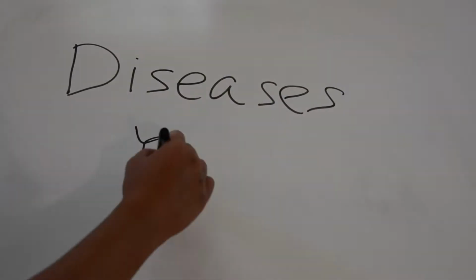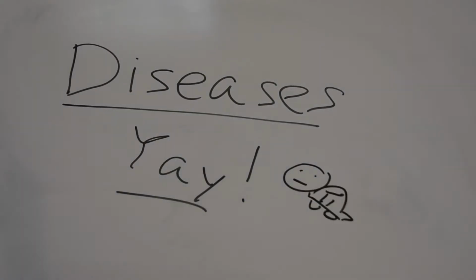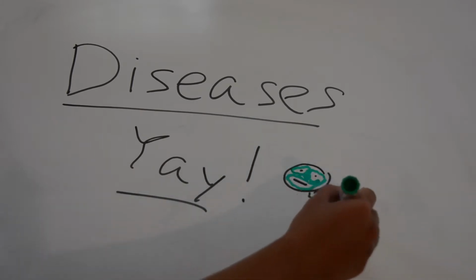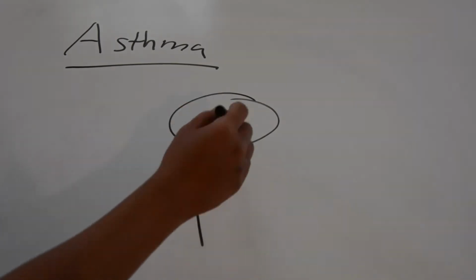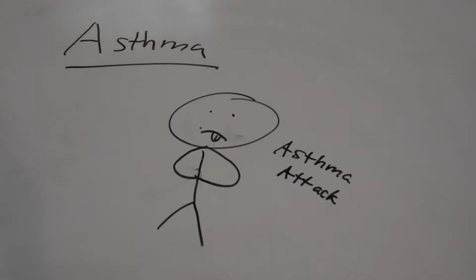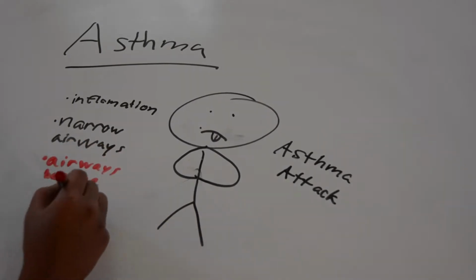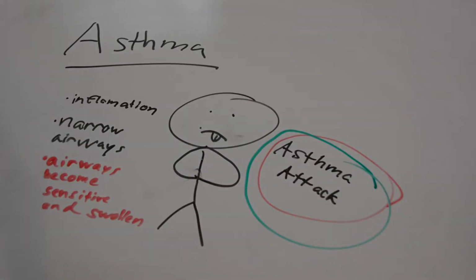Now for the fun part, diseases. There are many diseases that occur in the respiratory system, the most common of which include asthma, bronchitis, and pneumonia. Asthma is a chronic long-term lung disease that causes inflammation and narrowing of the airways. The airways become extremely swollen and sensitive to certain substances. Sometimes, asthma can result in an asthma attack. During an attack, the muscles around the airways contract and the pathways narrow even more, making breathing very difficult.